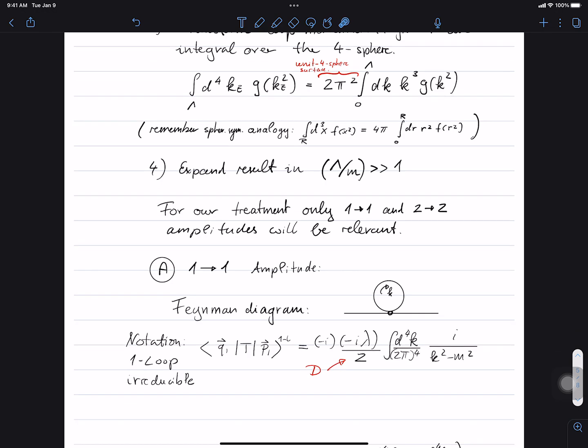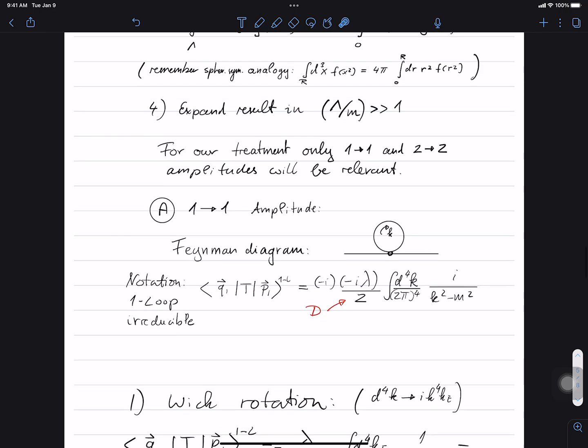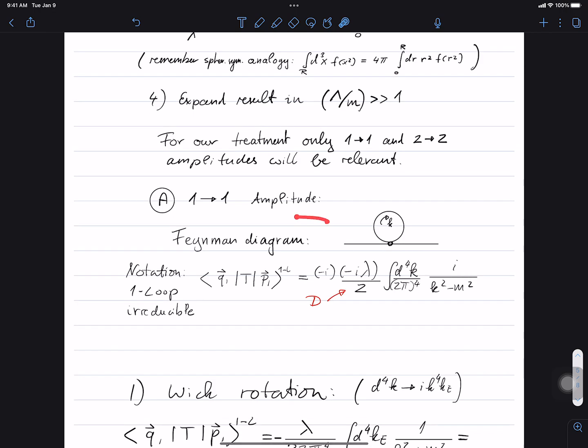And what we're gonna do here, we don't care about the behavior at low momenta. We really want the divergence behavior. So we expand the expression at large lambda over mass, where mass is the only other energy scale in the problem. Now we want to look at 1-to-1 and 2-to-2 amplitudes, and those will be relevant. Others will not be relevant for this discussion, as we will see shortly. First, let's look at the 1-to-1 amplitude.